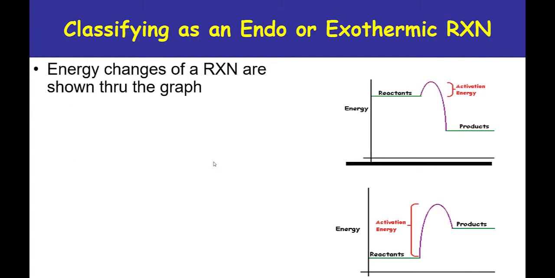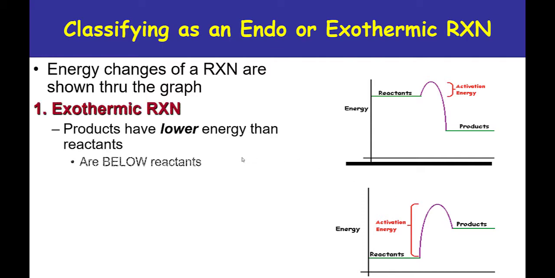So the first thing I want to dive into is being able to tell whether a reaction is in fact endothermic or exothermic by looking just at the potential energy diagram. One of the things we have to take into account is that an exothermic reaction has released heat energy, which means it's going to have less energy in the products than it did in the reactants.